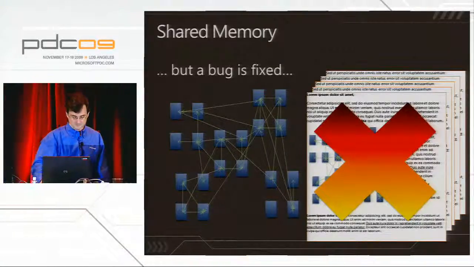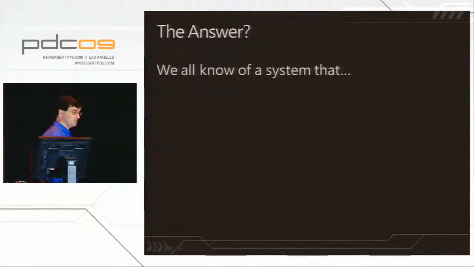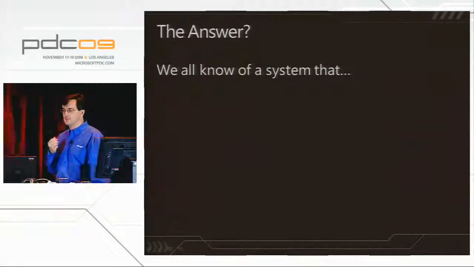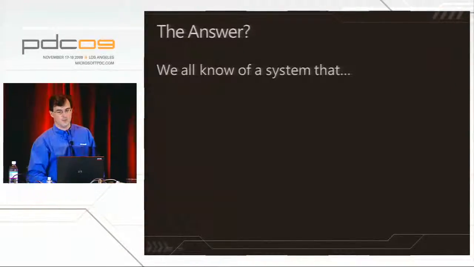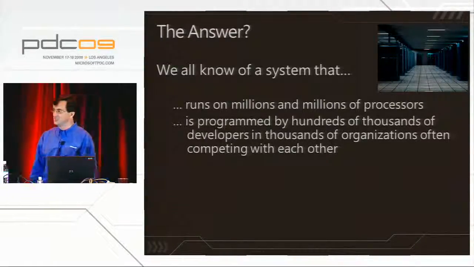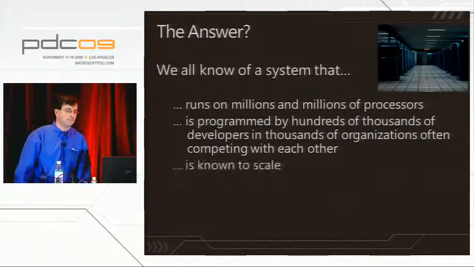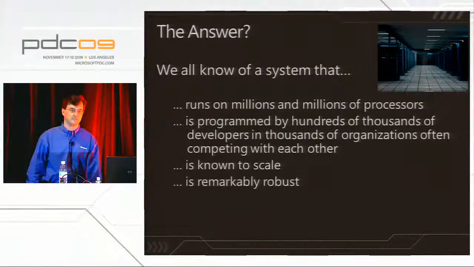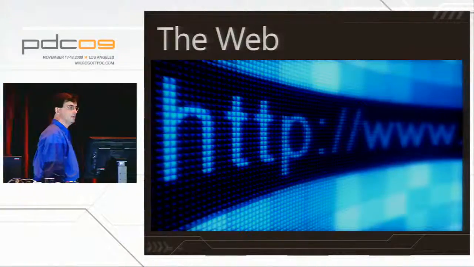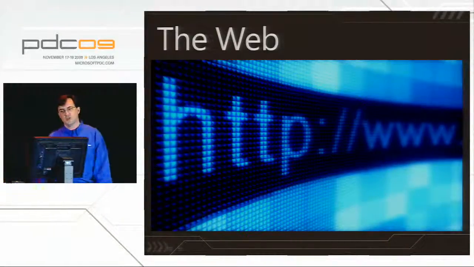Okay. So what is the answer? Well, one answer that I'm going to suggest is productive and has some of the keys here is a system that we all know of that is running on a huge number of processors today. It's programmed by legions of programmers in different organizations. It scales well, it's robust, and probably has something to teach us, and it's the web. Right? It is really a parallel application of enormous scale, and it works.